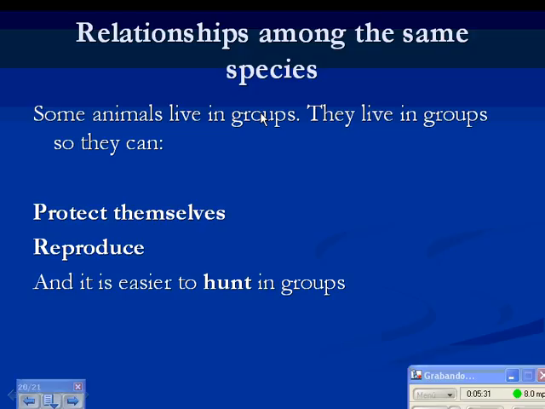Relationships among the same species. Some animals live in groups so that they can protect themselves, reproduce, and it is easier to hunt in groups.